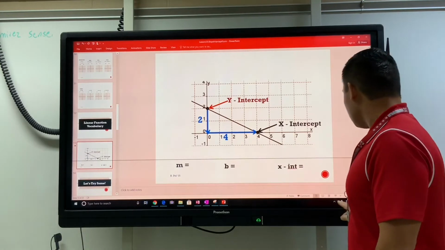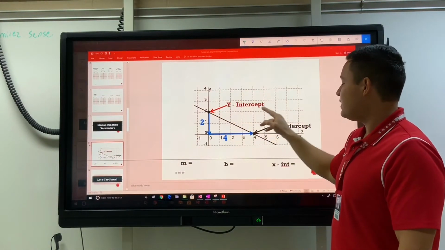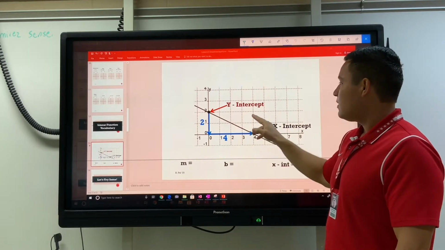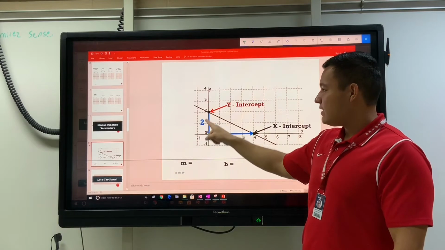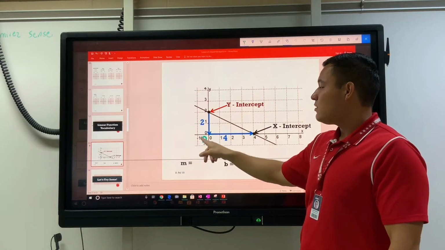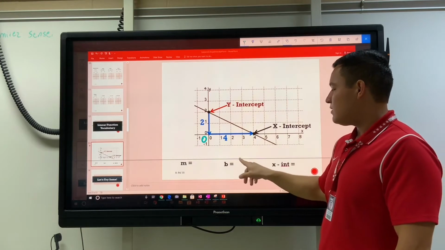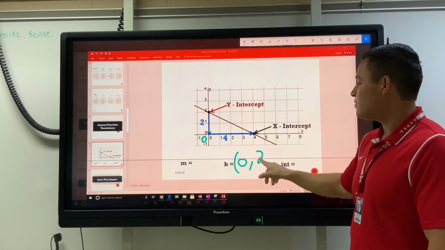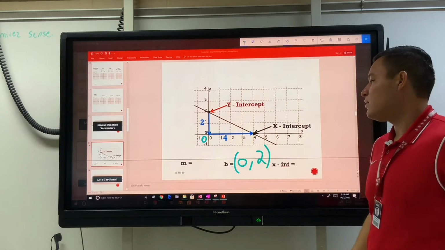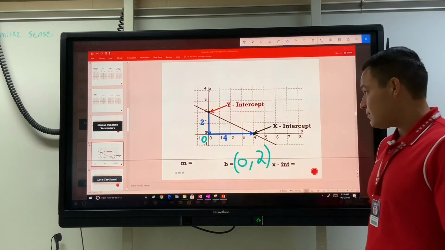Then draw a line, and this line is going to have a y-intercept. Draw an arrow towards that point, and that point is 2 up. So the y-intercept is 0 to the right, but it's 2 up. Draw an arrow pointing it out, and label it.